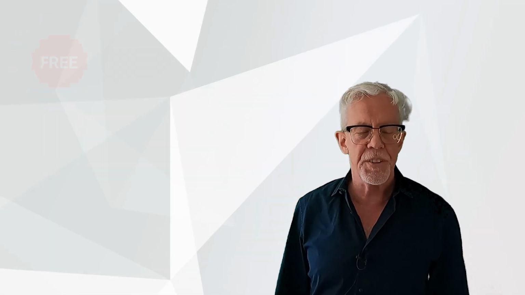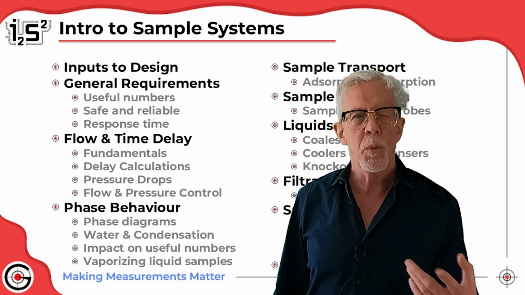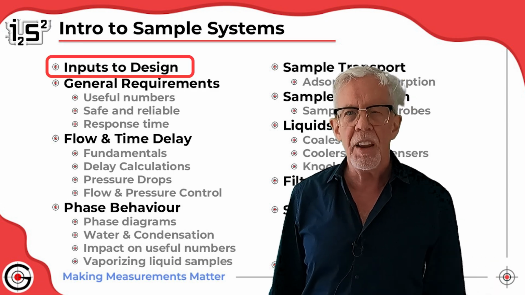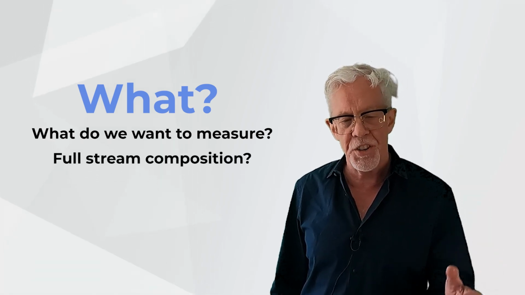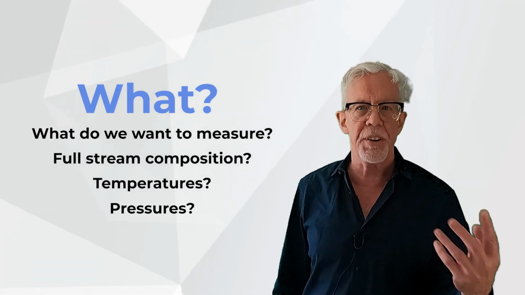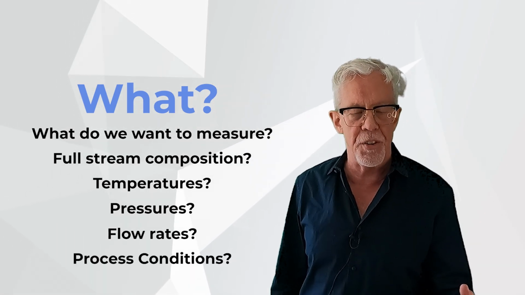So the course itself is going to cover a number of different topics. What I want to talk to you about today is what we're going to cover in section 1, which is our inputs to our design. In order to design a process analyzer sample system, there's certain information that we really should have available when we're going to get started. The first one, of course, is what? What is it that we want to measure? What's the full stream composition? What temperatures, pressures, and flow rates are we going to deal with? What are all the process conditions that we're going to have to measure under?